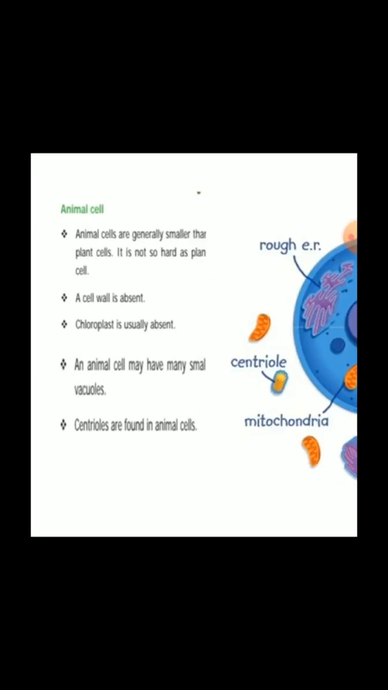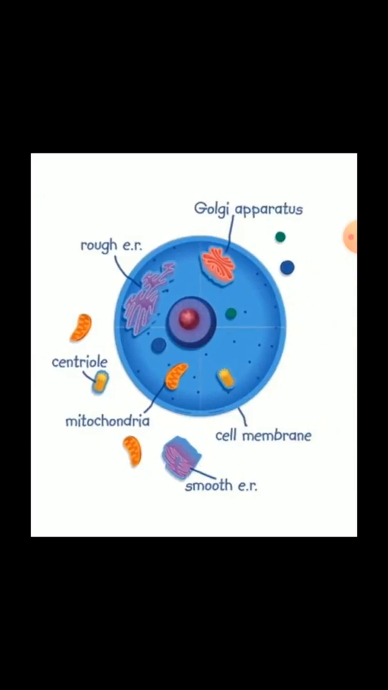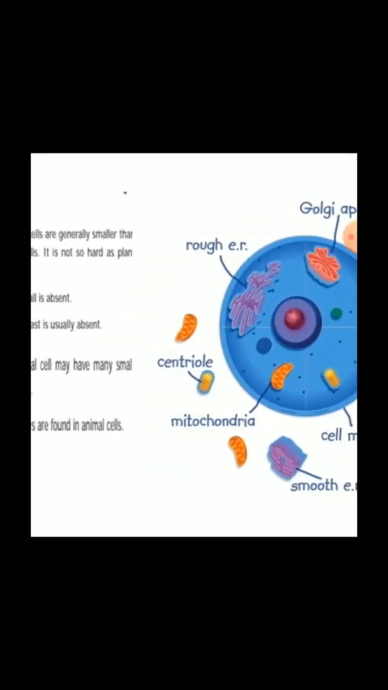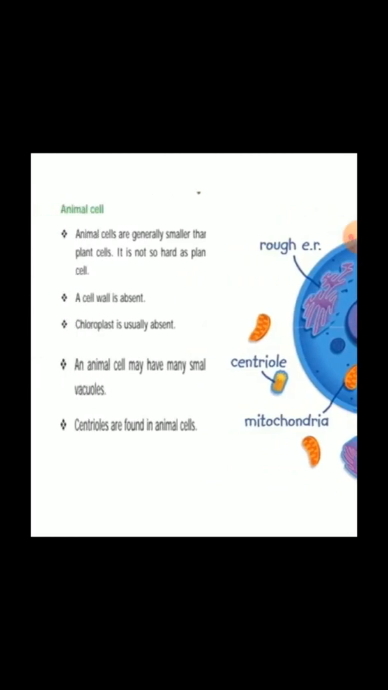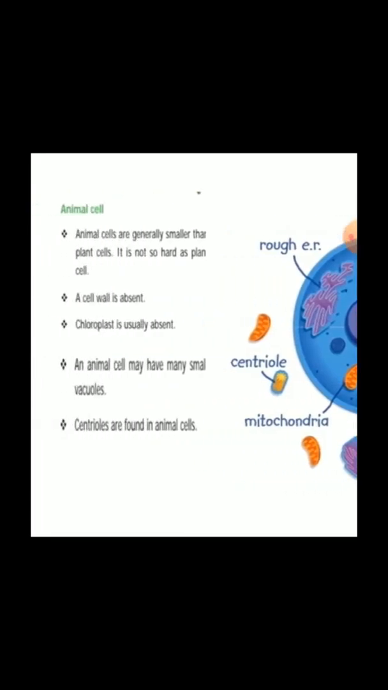Animal cell may have many small vacuoles. Here see, many vacuoles are there. This is the vacuole. So the vacuoles are present in large numbers in the animal cell. Centrioles are found in the animal cell. Centriole, you already know. This yellow part is called centrioles. So centriole is also present in the animal cells.